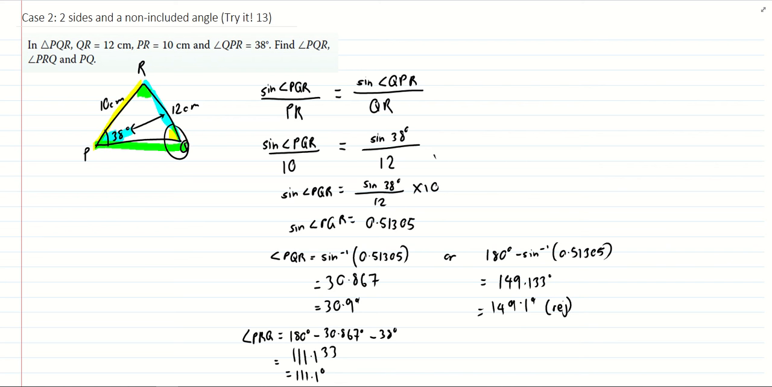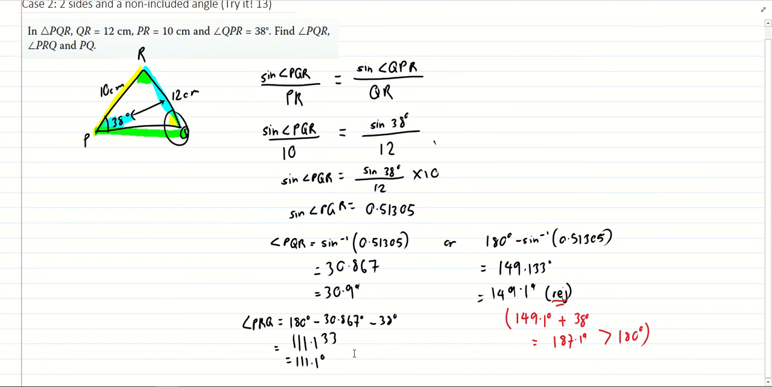The reason for this is simply because if I take 149.1 degrees and I add that to 38 degrees, I will get 187.1 degrees, which exceeds the sum of angles in a triangle, which is 180 degrees. And this is why you reject. So I hope you understand why I must reject this working over here. Now that I've solved for PRQ, there can only be one answer, so this will be 111.1 degrees.